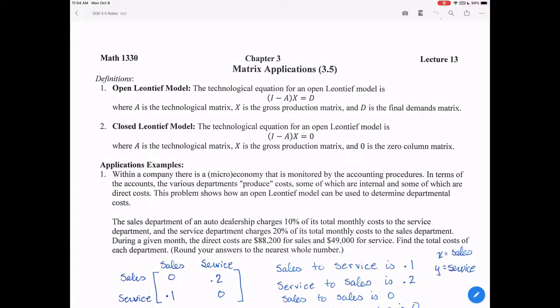Hello, welcome to Math 1330, Section 3.5. This is called the Leontief model. You have two possibilities for this model, an open model and a closed model.